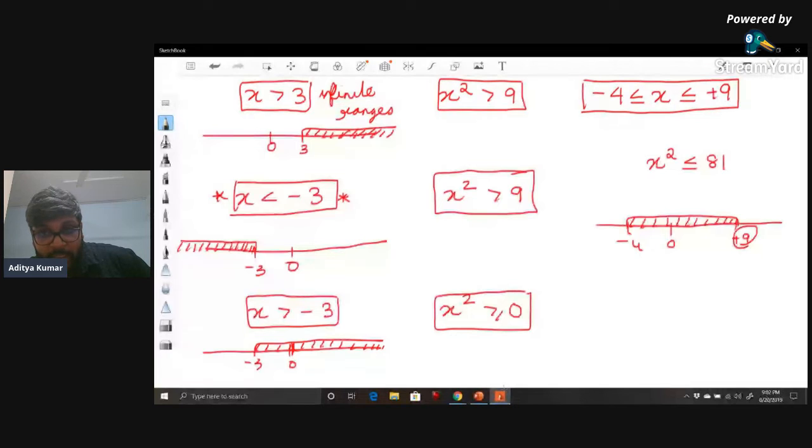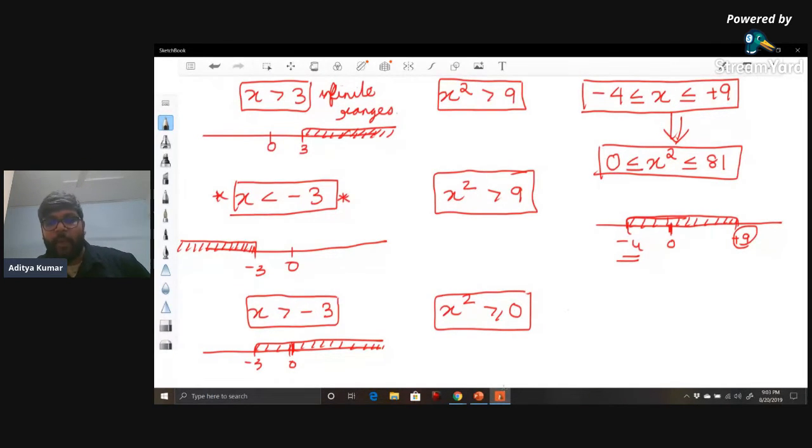Now the trap will be saying the smallest possible value will be -4 whole square, that is 16. But you need to understand that when you're going from negative to positive, you're crossing 0, right? So the smallest possible value would be 0. So the range for x square from -4 to +9 should be from 0 to 81, inclusive of 0 and 81.